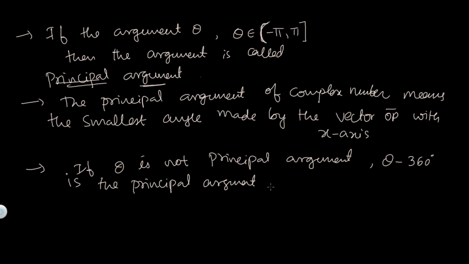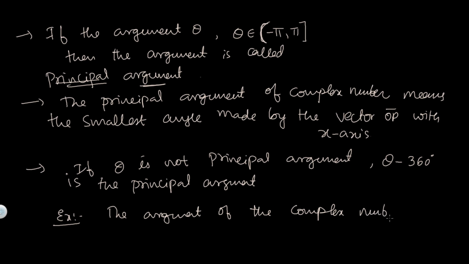So let us take some example. Suppose the argument of a complex number, suppose the angle is 200 degrees. 200 is not in the range minus pi to plus pi, so it is not a principal argument. The principal argument means the smallest angle, not more than the interval. So what we should write is theta minus 360 degrees.